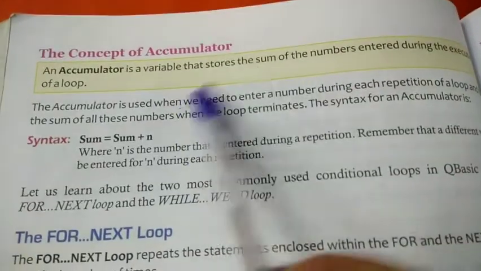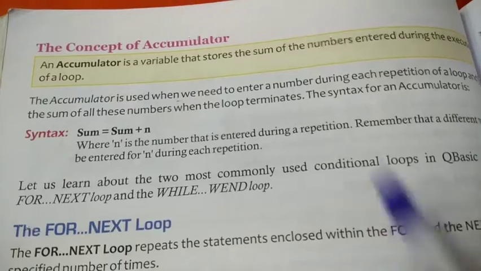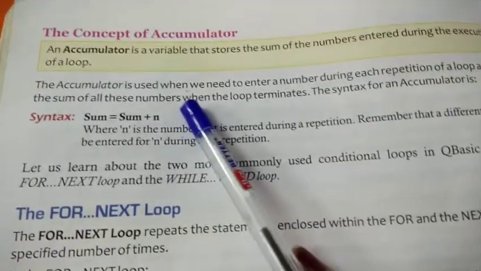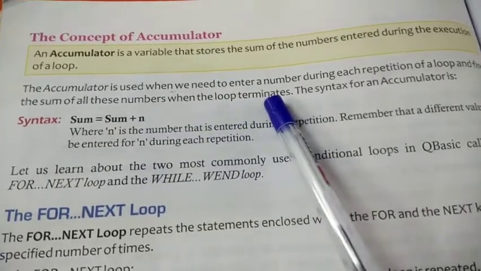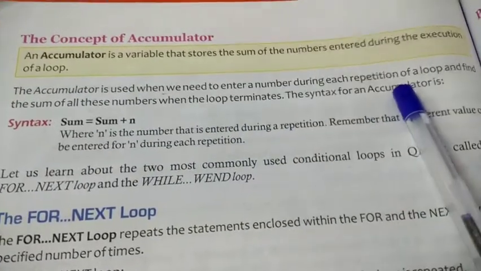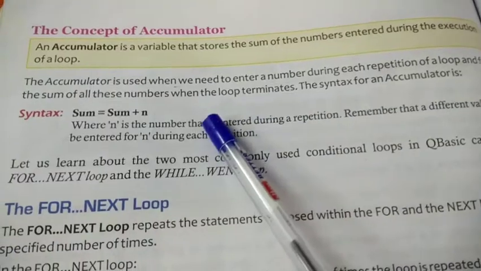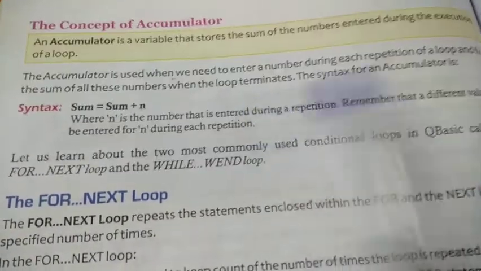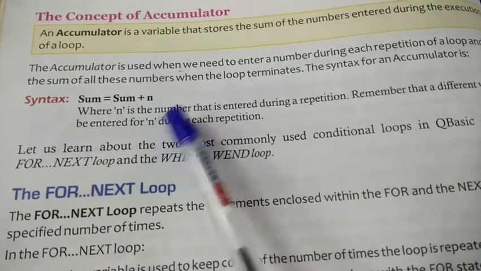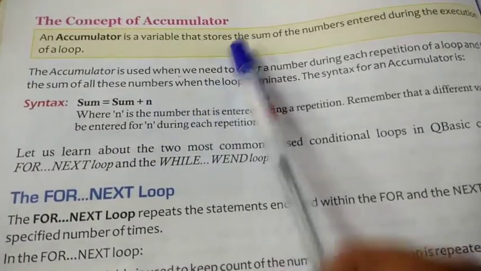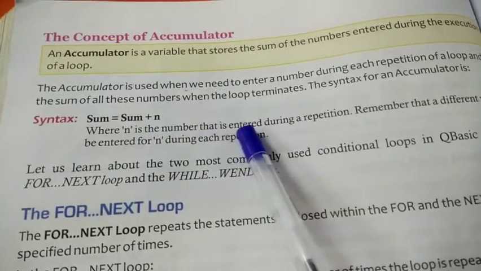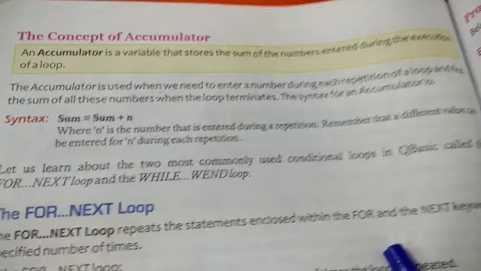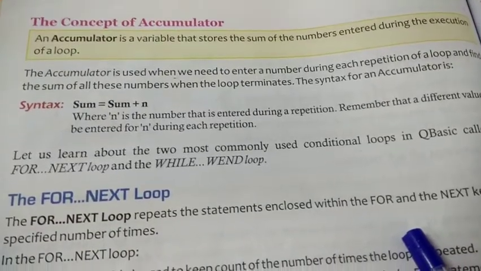The next is the concept of an accumulator. An accumulator is a variable that stores the sum of the numbers entered during the execution of a loop. The accumulator is used when we need to enter a number during each repetition of a loop and find the sum of all these numbers when the loop terminates. The syntax for an accumulator is sum = sum + n. So this is the syntax of an accumulator, students, where n is a number that is entered during a repetition. Remember that different values can be entered for n during each repetition.